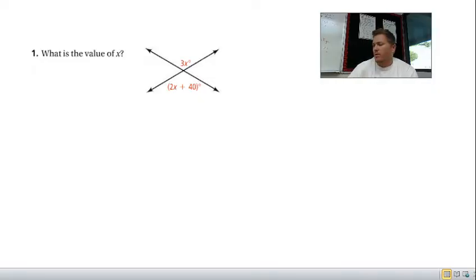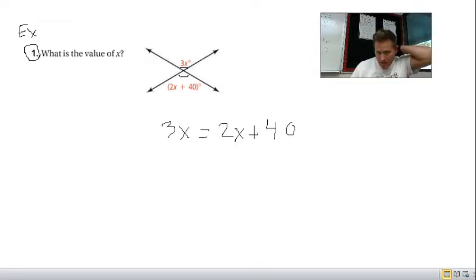Example number 1. It says, what is the value of x? Because we have our theorem, which we can always prove, that vertical angles are congruent, meaning they are the same, we can use that theorem to solve this. If these two angles are congruent, it means we can take 3x and set it equal to 2x plus 40. With our theorem, we can now solve this problem and figure out what x is.